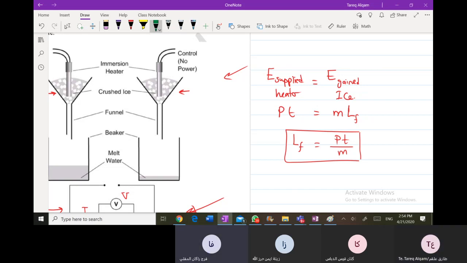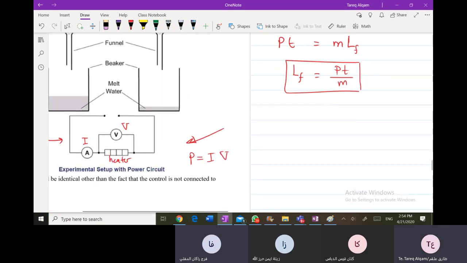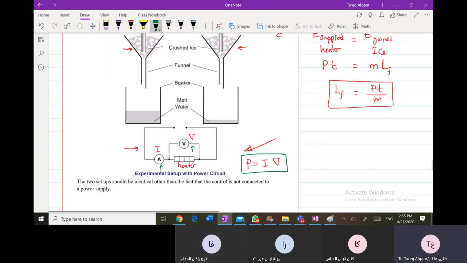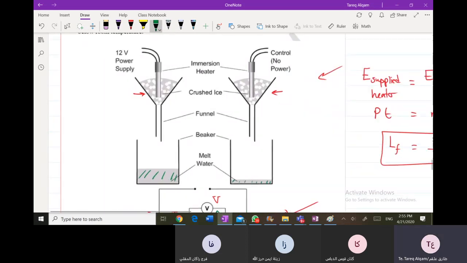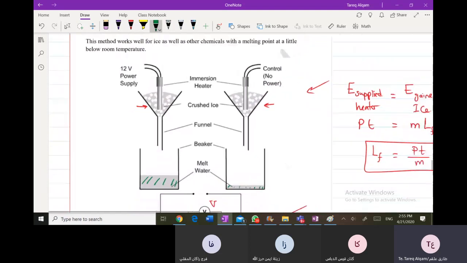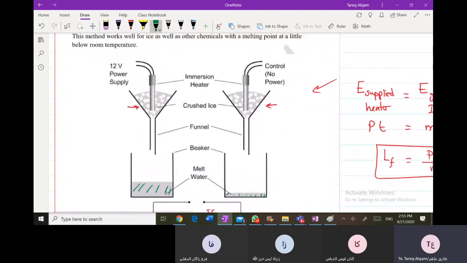Power, okay. Power using this formula: I is measured using the ammeter, and voltage using the voltmeter. What is the mass that would be measured here, guys? Pay attention. The collected mass. Okay, the collected mass. Now, my question is, guys, why do I have to make these two setups, one with a power supply and the other without a power supply?